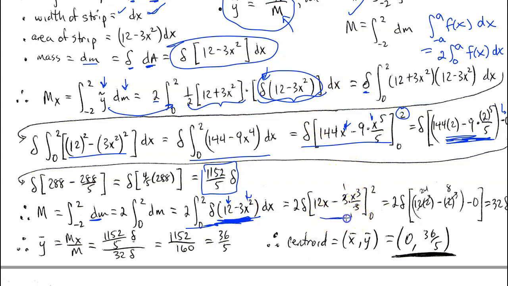So again, from here, once I take the antiderivative and evaluate at 2 and then evaluate at 0, we see that we just get 32 times delta here. So that's what's showing right here. So now all I have to do is take y bar, which is moment about x, divided by the system mass, and I see that I get 36 over 5. And since we already said that x bar was going to be 0, since the thin plate was symmetrical about the y-axis, we already know that the x-coordinate for the centroid is 0, and the y-coordinate is 36 over 5.